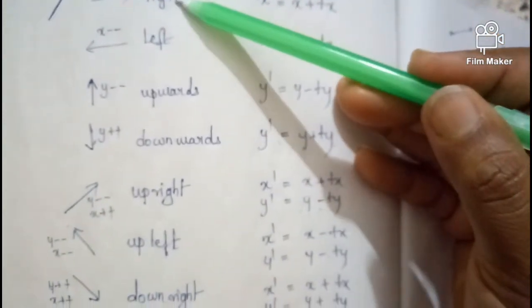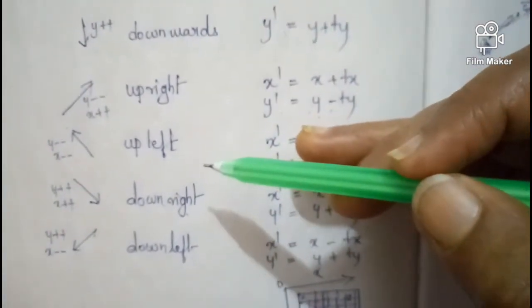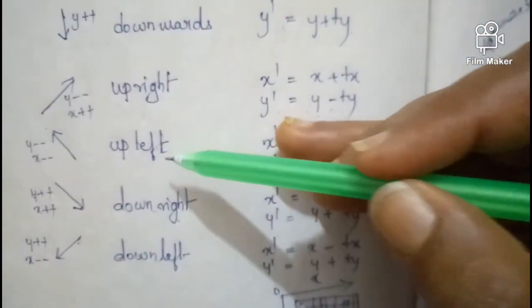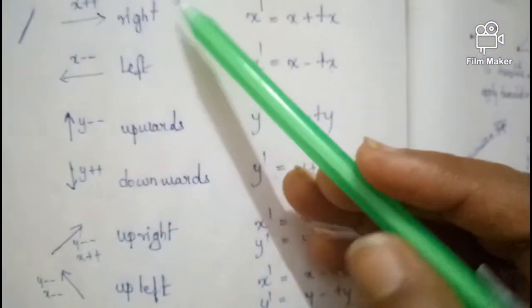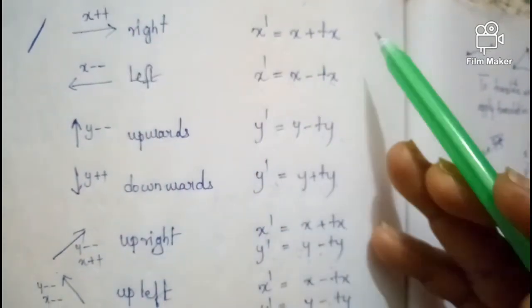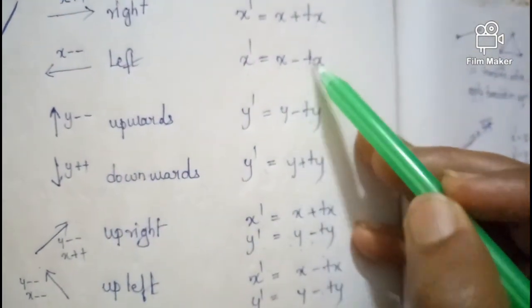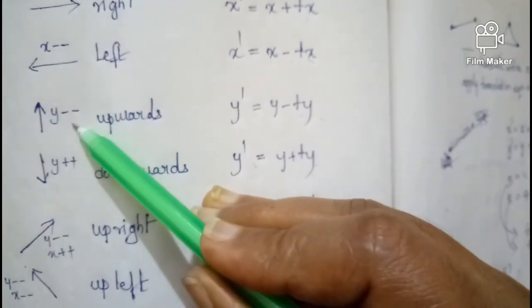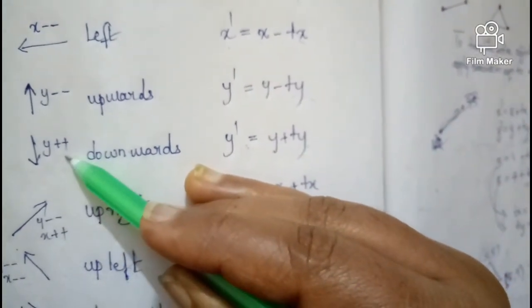So in this way, whichever direction we wish to move, depending upon this direction, use the appropriate equation. It is simple. Just remember these four rules. A right movement increments x, so simply add tx. A left movement decrements x, simply subtract tx. An upward movement decrements y, so subtract ty. A downward movement increments y, so add ty.